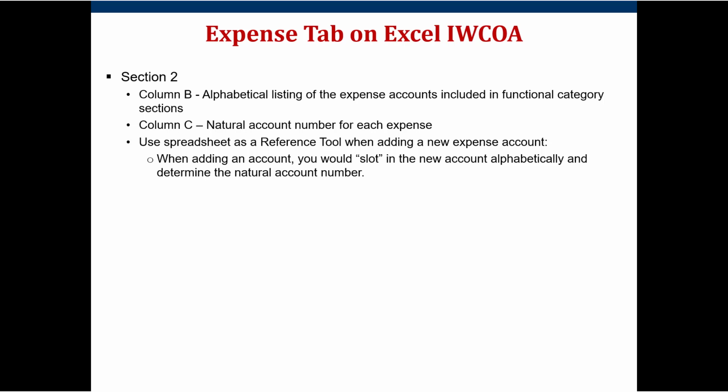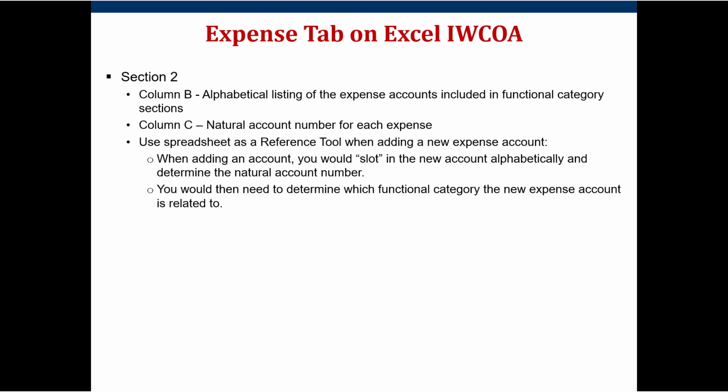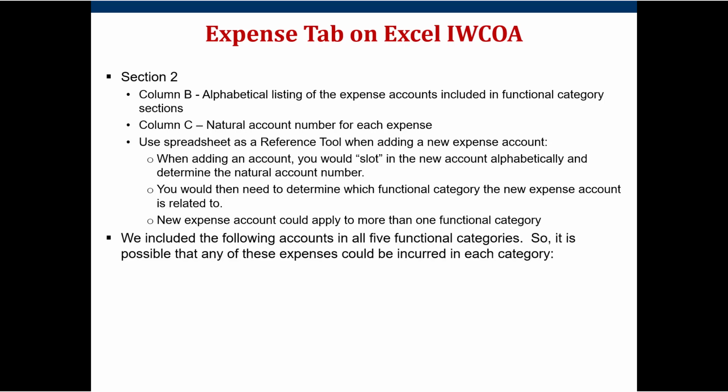Before adding the new account to the chart of accounts, you will need to determine the functional category this expense is related to. If the expense could be incurred in more than one functional category, you would add accounts in each functional category using the same natural account number. We included the following accounts in all 5 functional categories. It is possible that any of these could be incurred in each category.